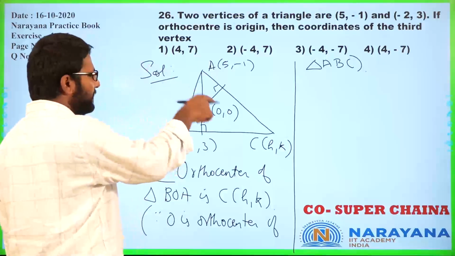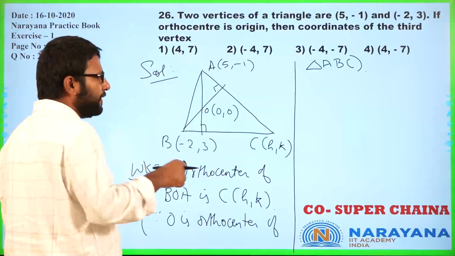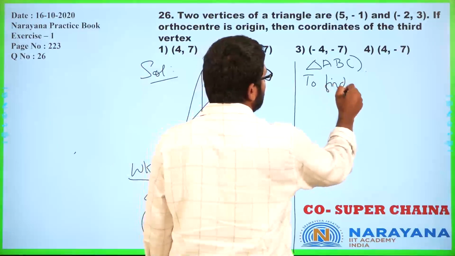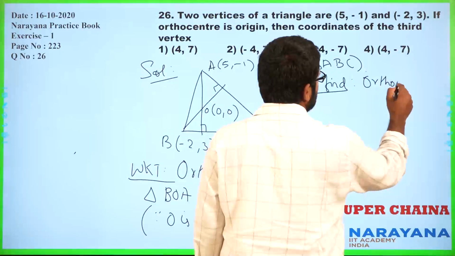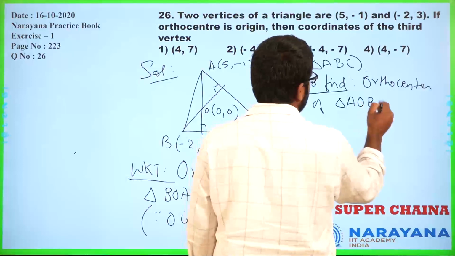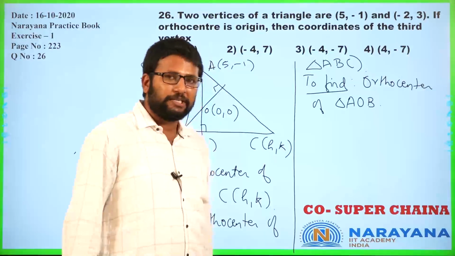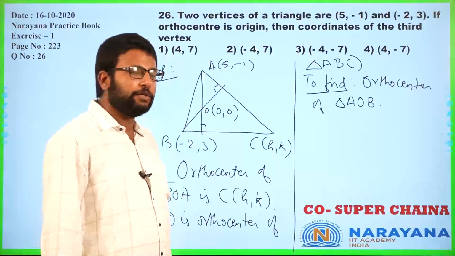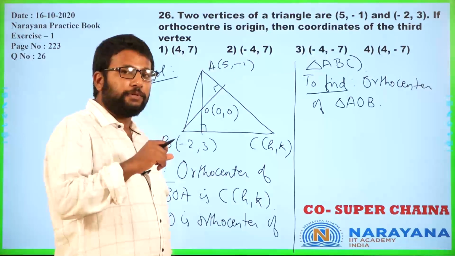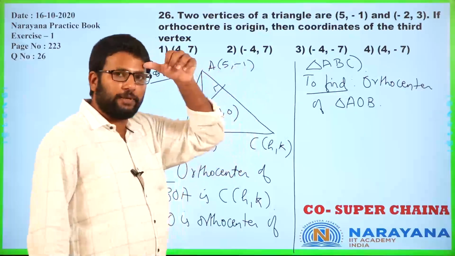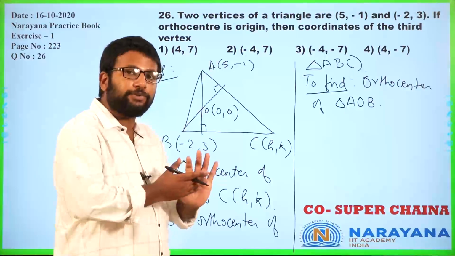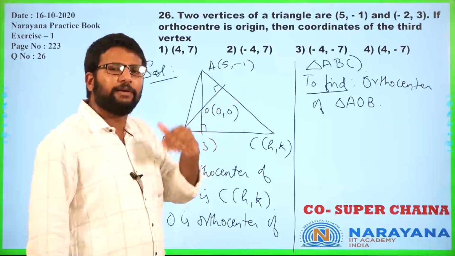Okay, so now we need to figure out the coordinates of the third vertex, which means we need to figure out the orthocenter of triangle AOB, right? So what do we need to find? The orthocenter of triangle AOB. Now there is a formula given in your material also that tells you the orthocenter of a triangle in which one of the vertices is the origin. So we are directly going to use the formula. The formula is easy to derive, but not right now because it requires you to write equations of straight lines and points of intersection, which we will do later.